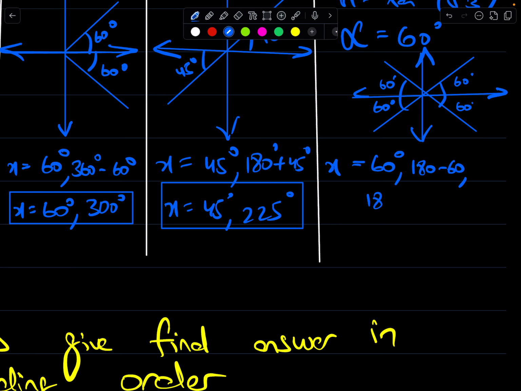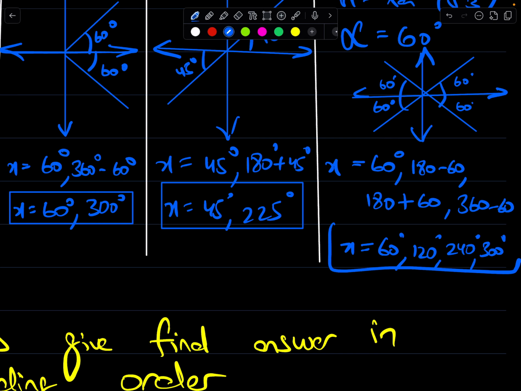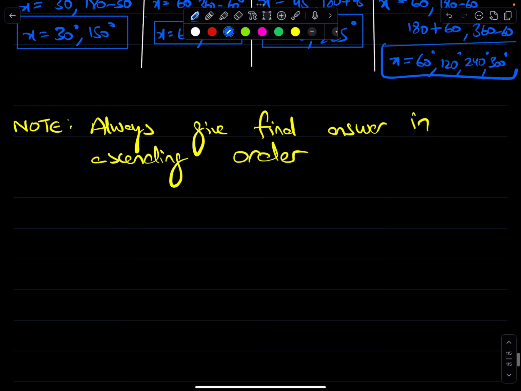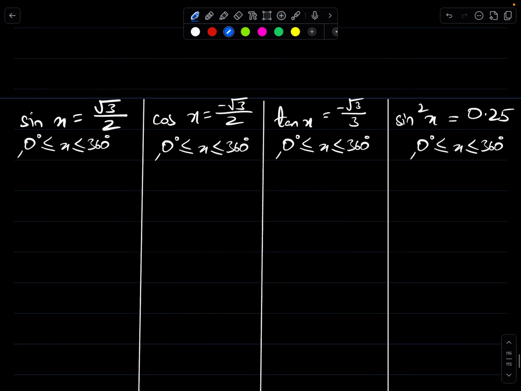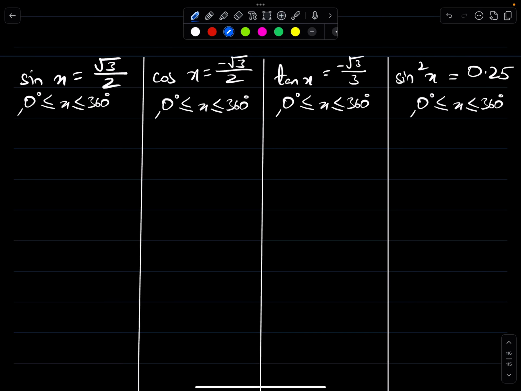In the third quadrant, it would be 180 plus 60. In the fourth quadrant, it is 360 minus 60. And thus, our final answer turns out to be 60 degrees, 120 degrees, 240 degrees, and 300 degrees. And by the way, I'd like you guys to note that the final answer should always be given in ascending order. Then, a few more examples.